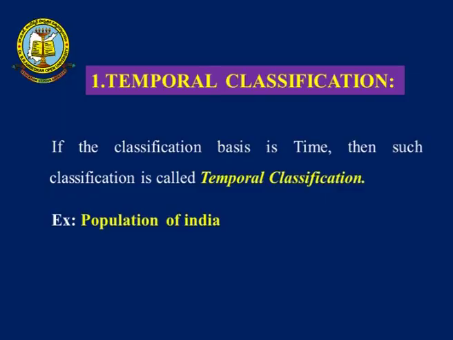Example for temporal classification: population of India. Over 100 years, we can calculate the population. 1990 to 2000, what is the population? 2000 to 2010, what is the population? 2010 to 2020, what is the population of India? That means we collect the information in a particular time period, and that is known as a temporal classification. Based on the time only we can collect the information. So, this is a clear idea about the temporal classification.